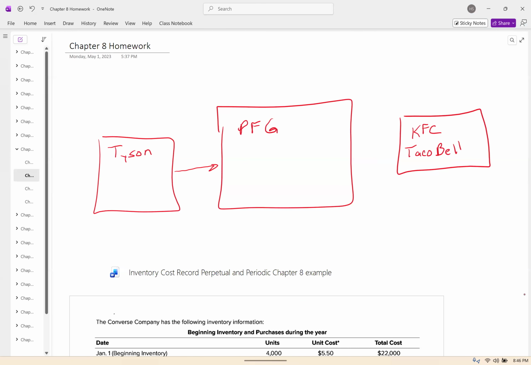And right here, if title passes right here, they call that FOB shipping point. FOB just means free on board, freight on board. It's more of a legal term. Those of you who've had me for legal, I talked about this exact same thing. These are legal terms, and it's important to understand how they apply in our accounting world. So if it's FOB shipping, that means the buyer, PFG, owns it as it's coming down the road. So the buyer pays for the shipping.